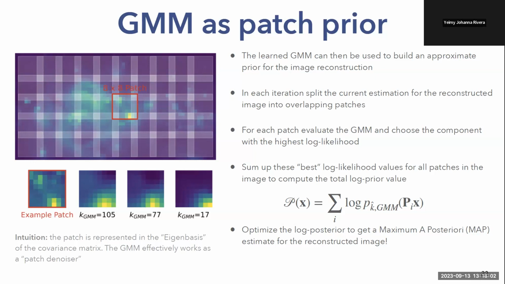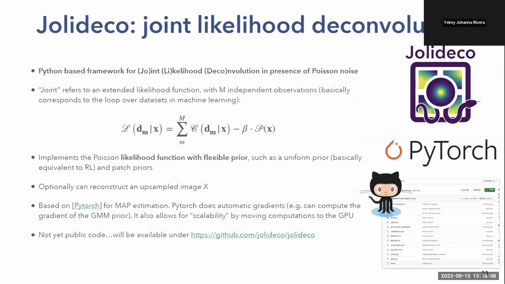And then this posterior is actually optimized to get a maximum a posteriori estimate for the reconstructed image. Jointly, so now we introduce the concept of the joint likelihood. What I've shown now is all implemented in a Python package called JollyDeco. This is short for joint likelihood deconvolution for Poisson noise.